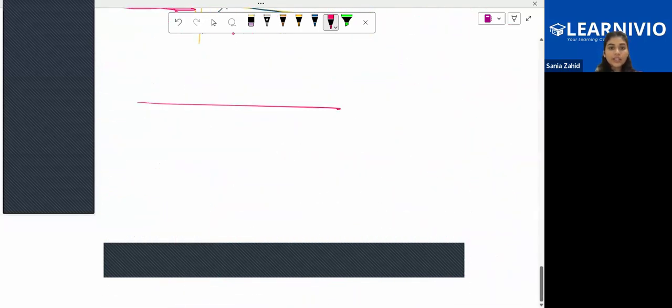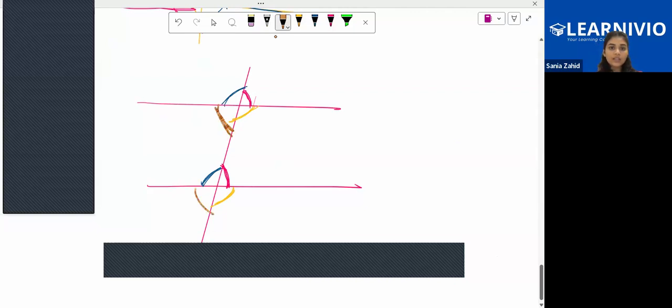Now we'll just quickly revise corresponding angles. So these are two lines, and this is a transversal. Now take one exterior angle and, on the same side, one interior angle. These both are corresponding. If I take this one, then with this one it will be corresponding. The other pair I can form with this angle, this one is corresponding, and the other one with this angle, this one is corresponding.